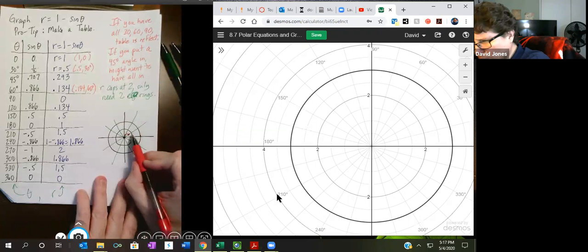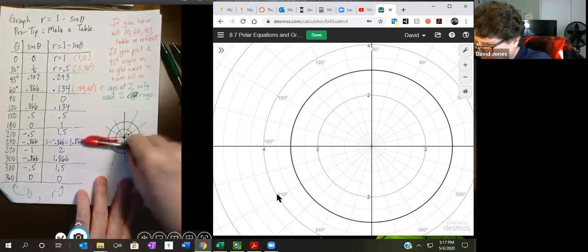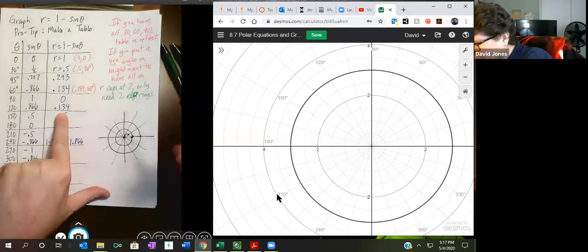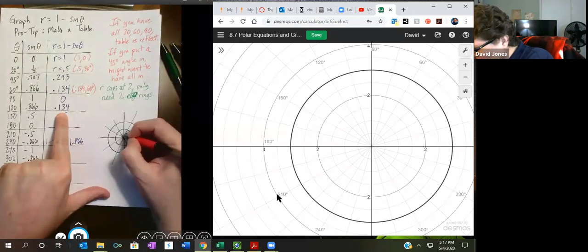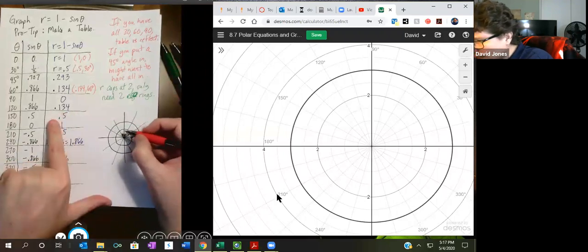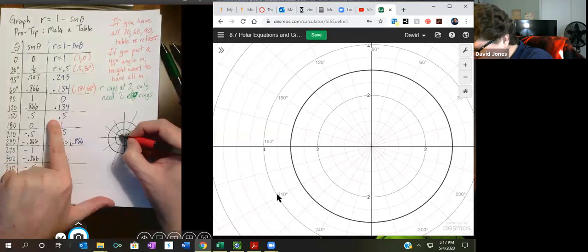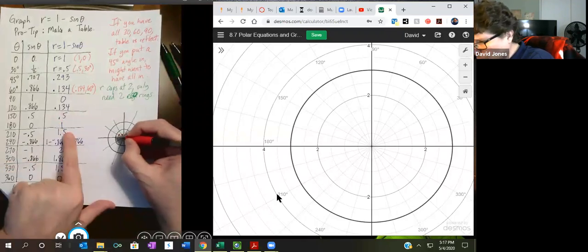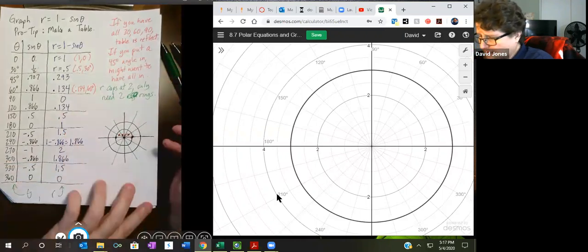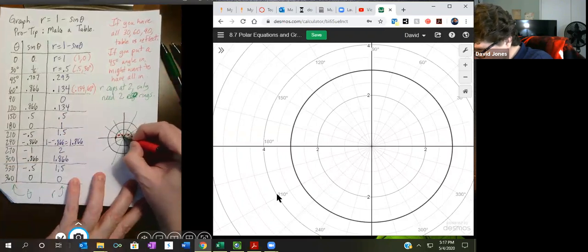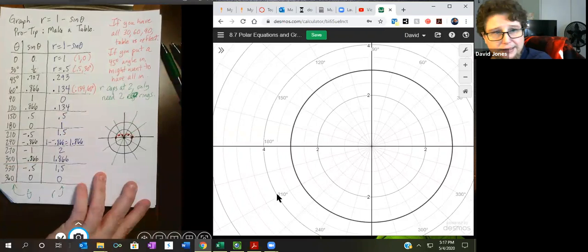Now I go to 120 degrees. So I sweep out to here and I go out 0.134. I go to 150 degrees and I go out to 0.5. At 180 degrees, I'm out to 1. So right now, this has done this. It looks like two little hills.